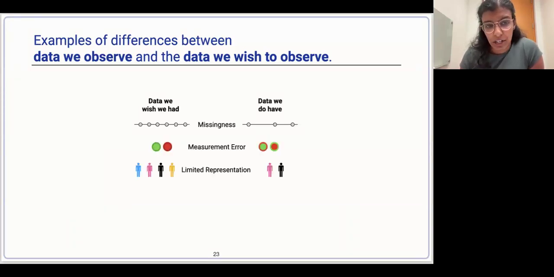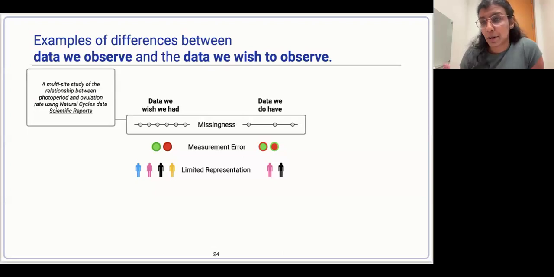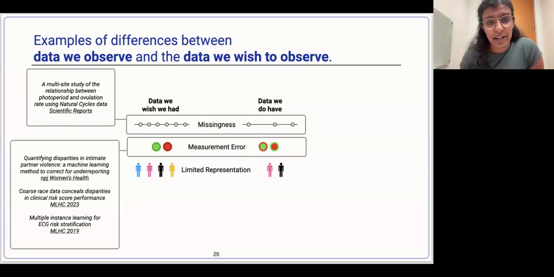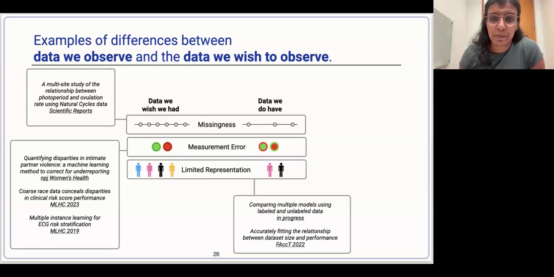So my work has touched on each of these issues. I've thought about this in the context of menstrual tracking data. I've looked at the role of measurement error, both in terms of the labels and features available across several health outcomes, including intimate partner violence, emergency department outcomes, and cardiovascular outcomes. And finally, I've considered the relationship between data set size and performance and proposed methods to mitigate these types of limitations.